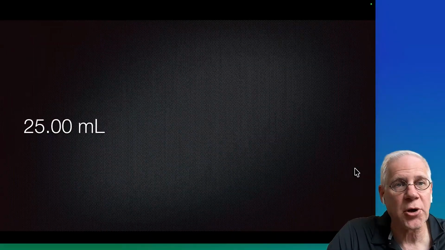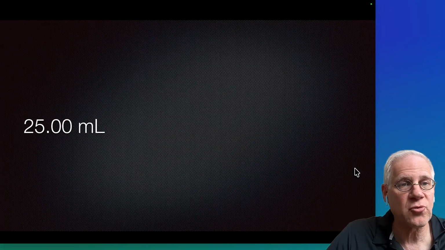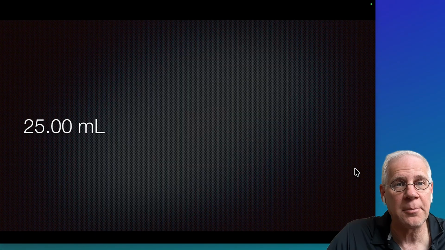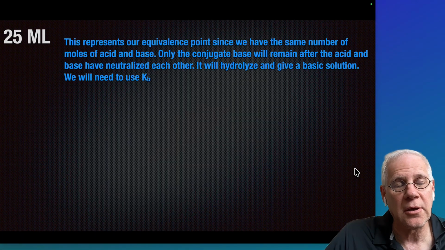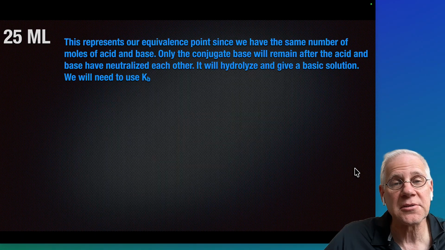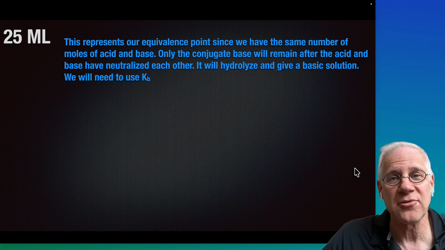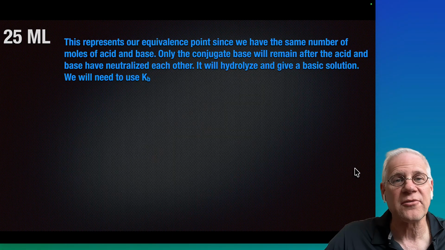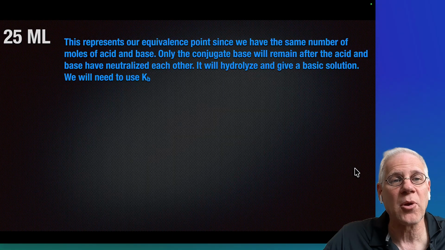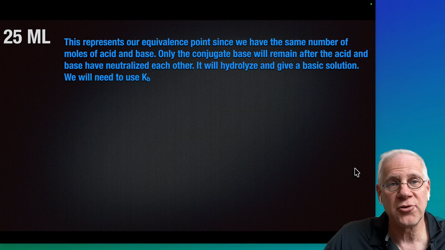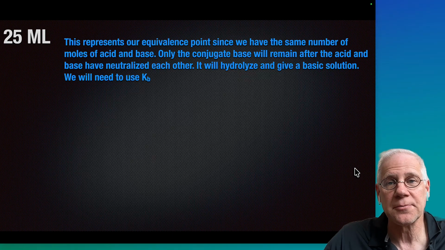Let's move on to the next volume. So this is at the equivalence point, 25 milliliters of added base. Again, we can take this calculation from the start, so we don't have to worry about the 10 milliliter calculation at all. Now again, this represents our equivalence point. We have the exact same number of moles of acid and base, and we know this because we have the same volume of two solutions that have the same concentration.